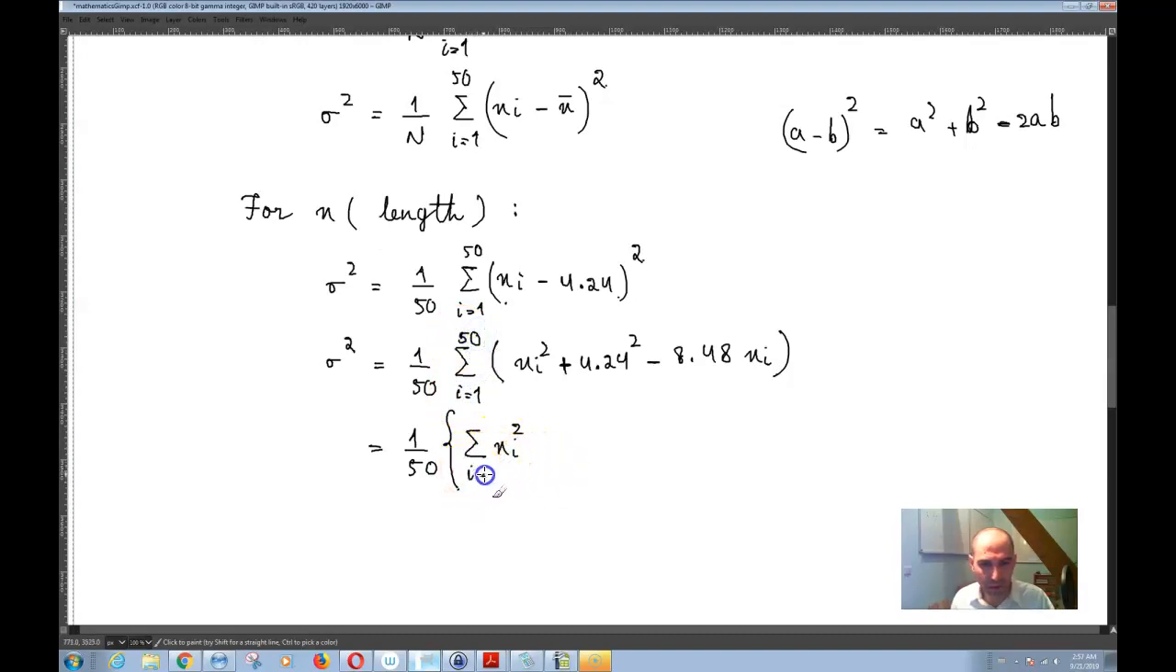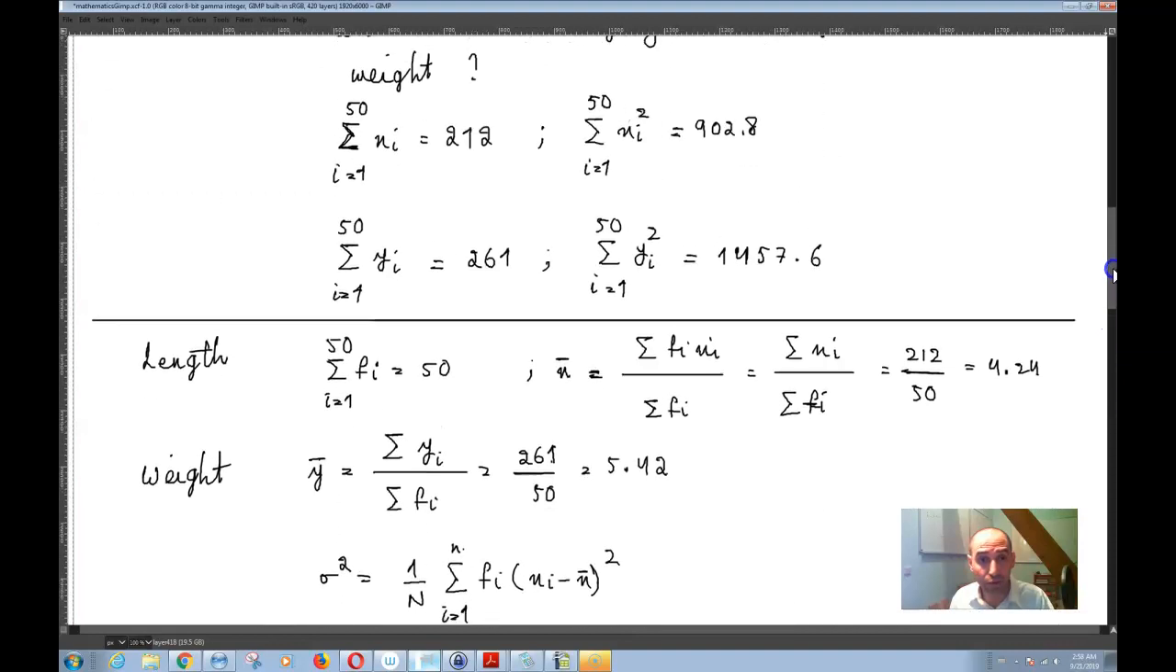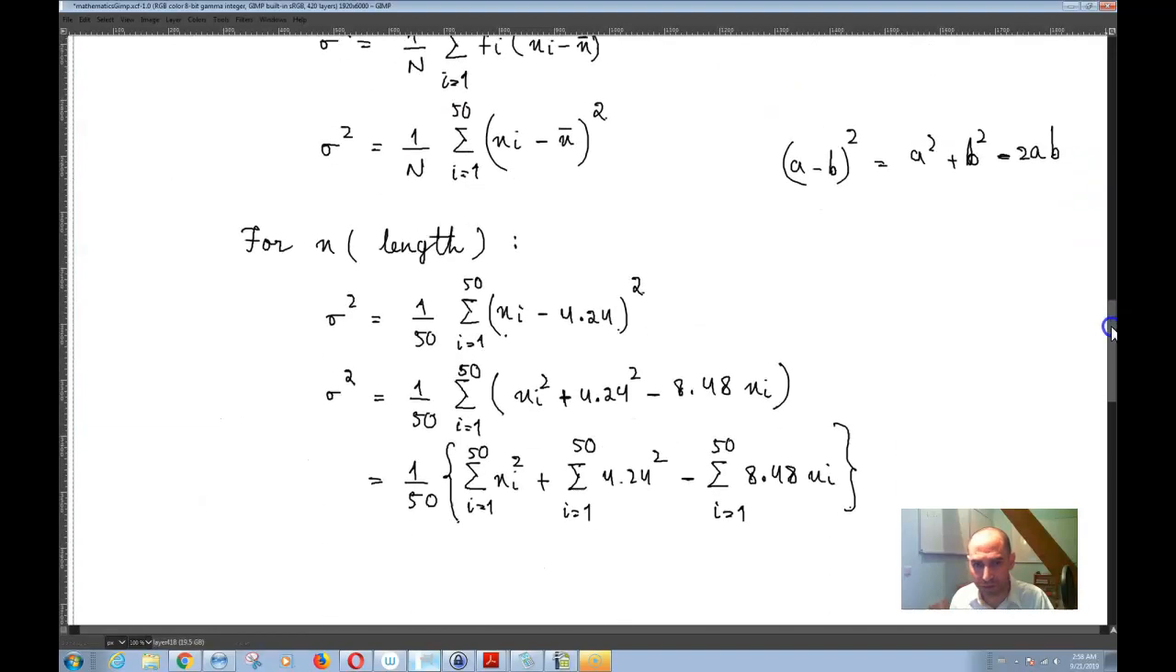plus sigma of 4.24 squared as I goes from 1 to 50 minus basically sigma of 8.48 times x of I as I goes from 1 to 50. Now I know that sigma of x of I squared as I goes from 1 to 50 is 902.8.